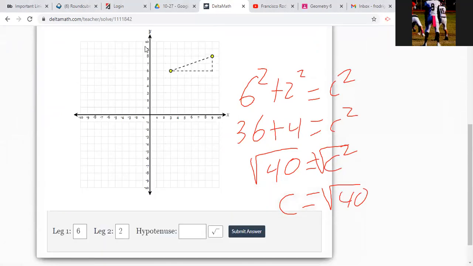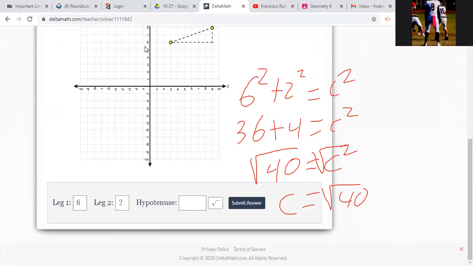So how can we simplify this? How can we simplify square root of 40? Not necessarily in the calculator, but what we want to do is find two factors. So we want to find a factor of 40 that is a perfect square and one that is not a perfect square. So what two factors of 40 can we have there? 20. Oh no.